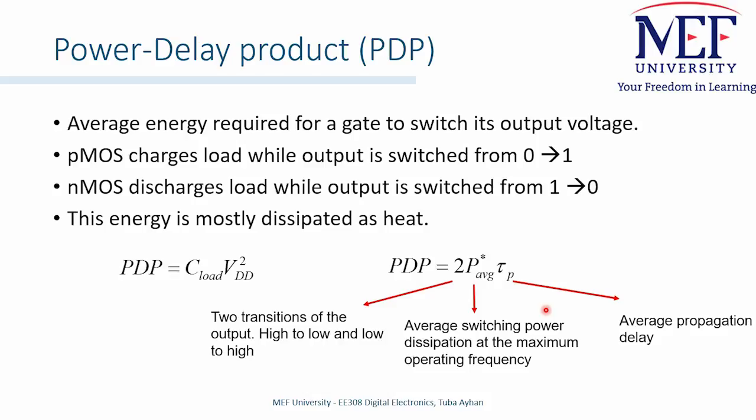Power delay product is used as a performance metric to evaluate power dissipation and speed of the inverter together. It is the product of average power and delay T. Therefore, power delay product is C load times VDD squared. It can as well be defined by the second expression, with P star being the average switching power dissipation at the maximum operating frequency. Tau P is the average propagation delay that we have calculated in the previous videos. Factor 2 is here to indicate the two transitions of the output, high to low and low to high.